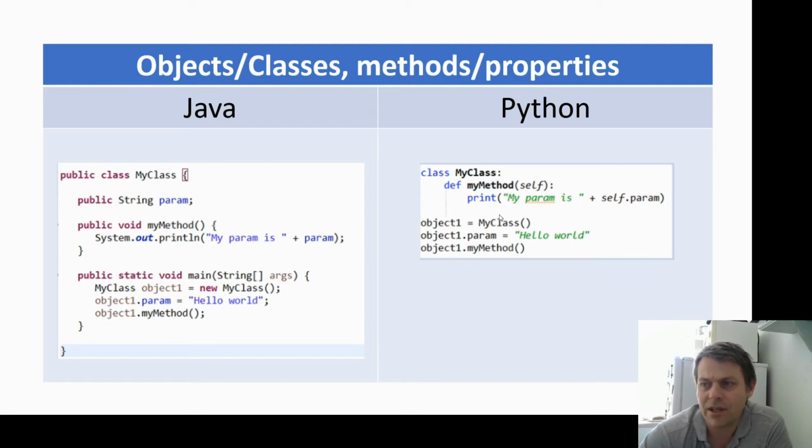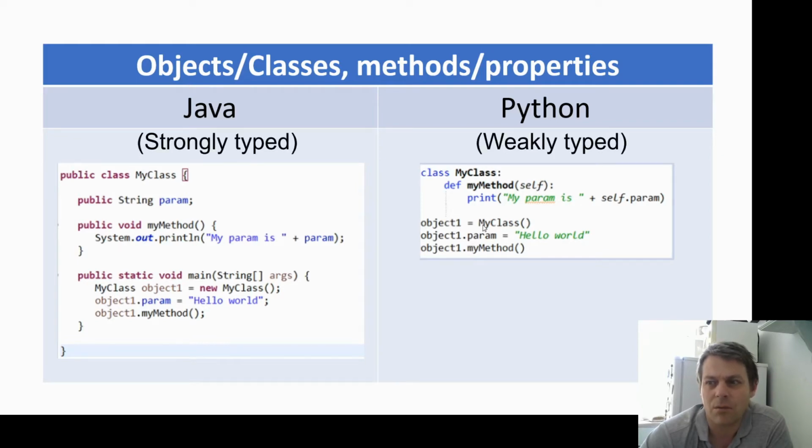And the other really quite unusual thing is here we create the my class, we don't have the new keyword. And we don't actually say what type of object one is. We just define it to be my class, so it doesn't seem to matter. In Java we would say my class object one equals new my class. In Python we can just say object one equals my class.